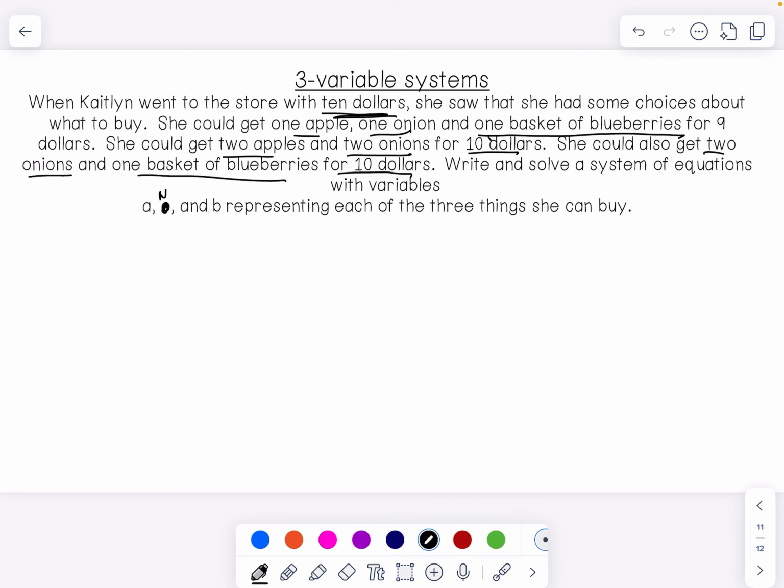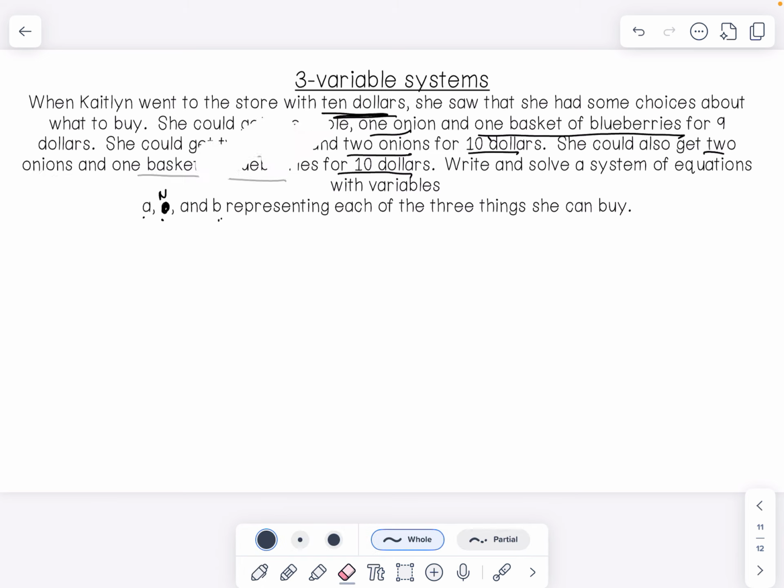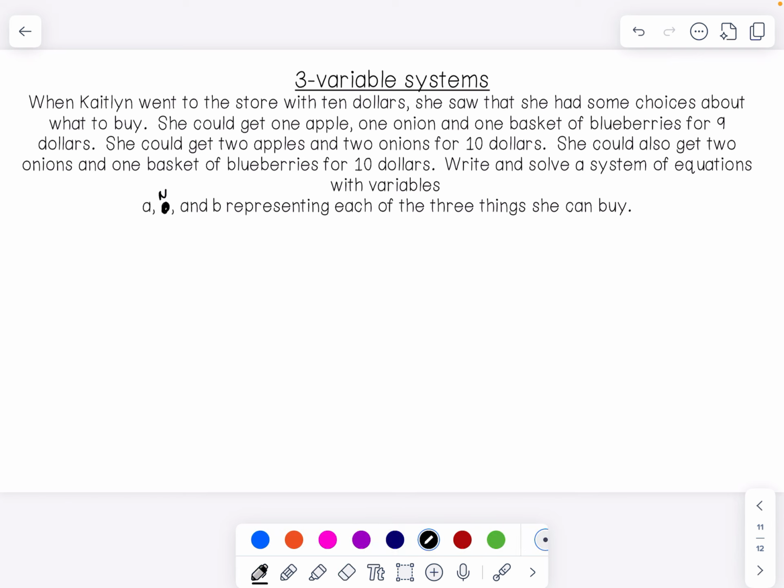So here it actually gave us what to label them. We're going to label A as apples, onions as N, and B as blueberries. Now you might be wondering why I'm doing N for onions, but that's because O looks too much like a zero. So we're going to do N instead. And so we need to be able to set up these three different equations.